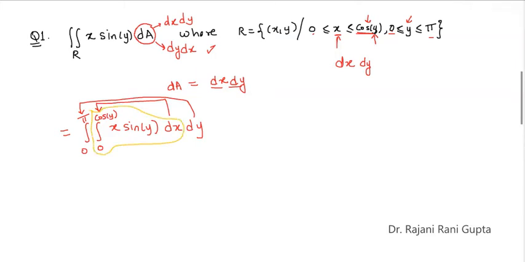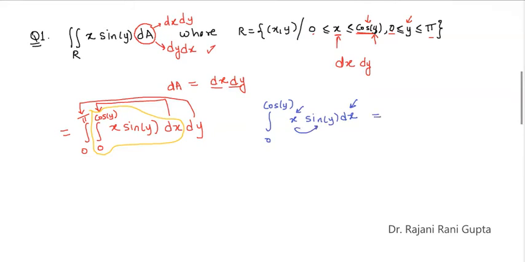Okay, so what is this? Let's write it down separately. The integral from 0 to cosine of y of x sine of y dx. Now you don't have to worry about this limit being in terms of a variable. Just follow the regular process. Now we are integrating with x. This is a function of x to be integrated, and sine of y is a constant factor.